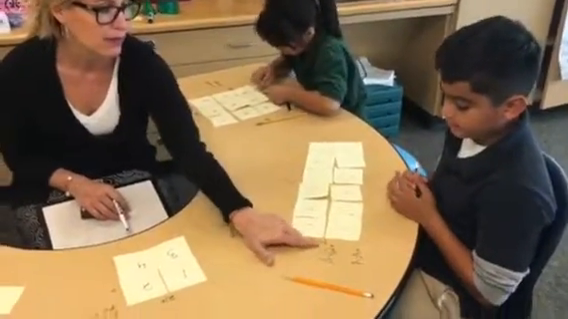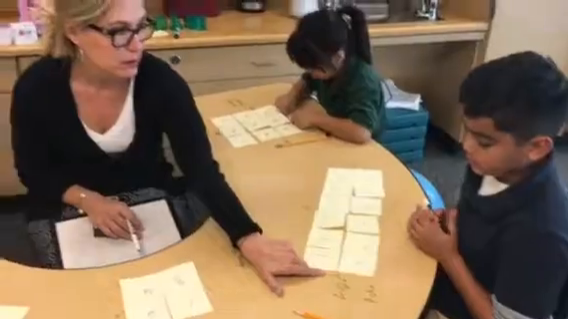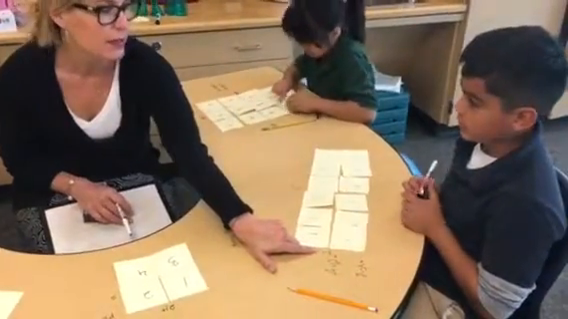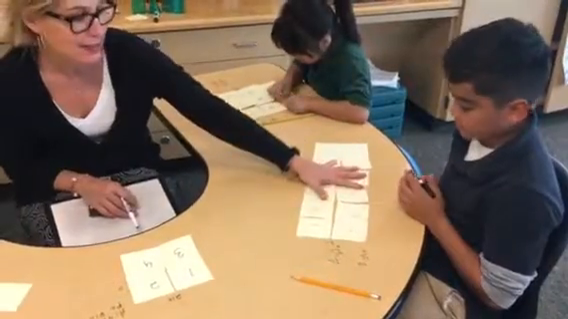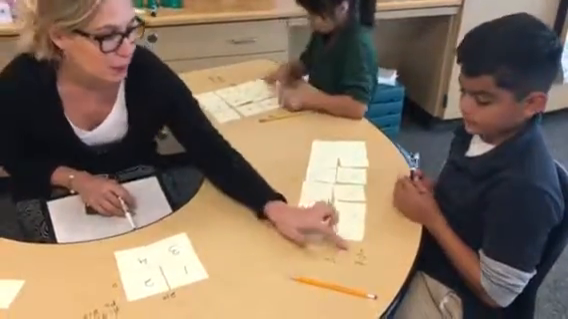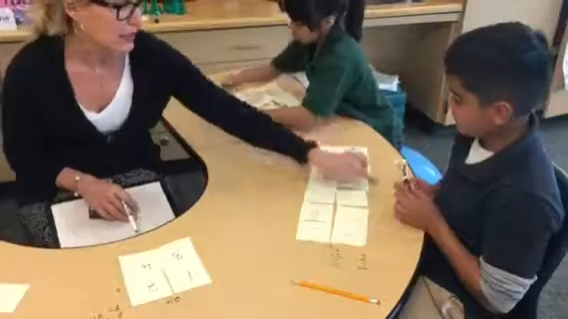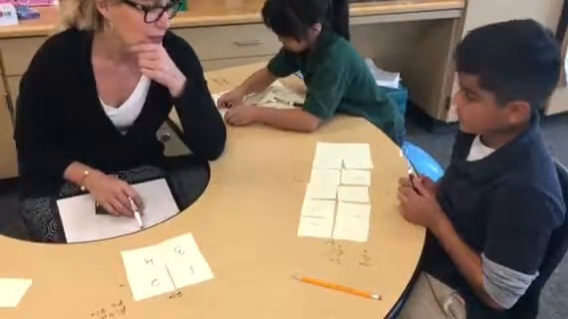Oh, 12. 12 inches squared. We say squared. 12 inches squared. Again, area is what's on the inside. Okay, good job. Now the perimeter is on the outside. And how did you find your perimeter?